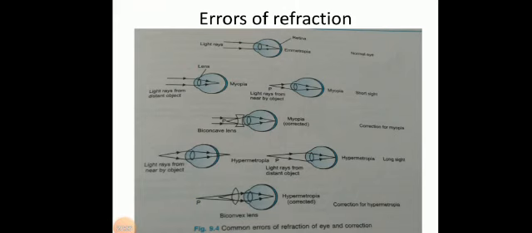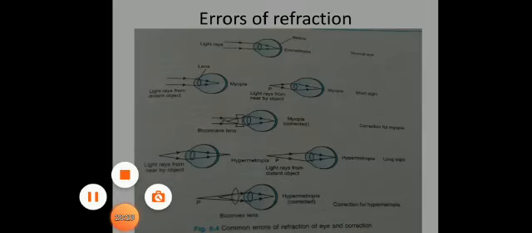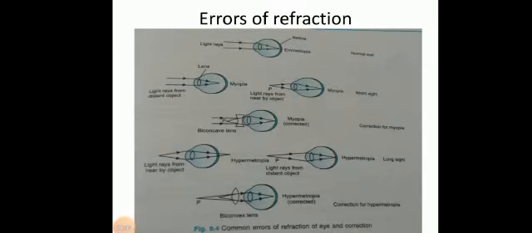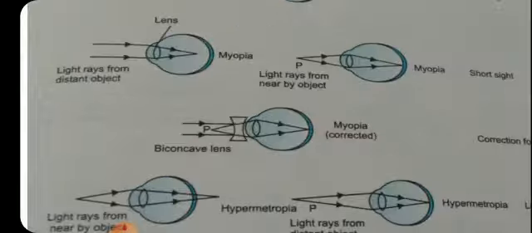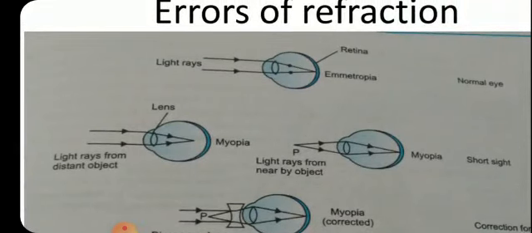So now we come to the errors of refraction, or the defects of the image forming mechanism. Now I would just enlarge the picture. So you can see the first picture. The refractive condition of a normal eye is known as emmetropia, and the eye is known as an emmetropic eye. In an emmetropic eye, the parallel rays of light from a distant object are focused on the retina without accommodation.